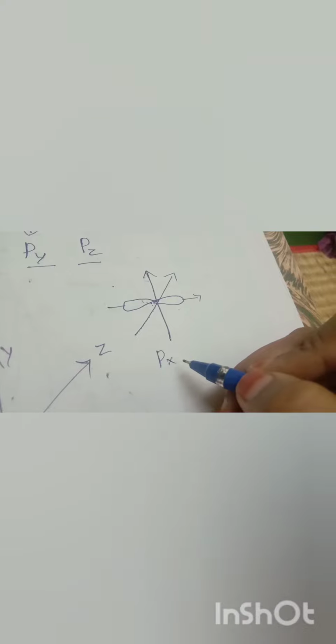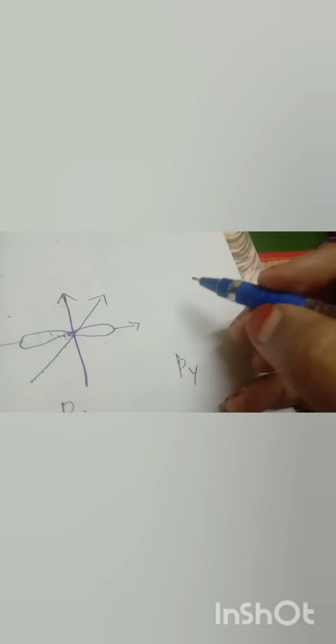Now Py orbital: in which axis will it be present? In the y-axis the Py orbital will be present. Which is the y-axis? The upper side. As usual, the x-axis and z-axis will be there. So this is the shape for Py orbital. Now Pz orbital: x-axis, y-axis, and in the z-axis it will be present. So this is the diagram for Pz orbital.